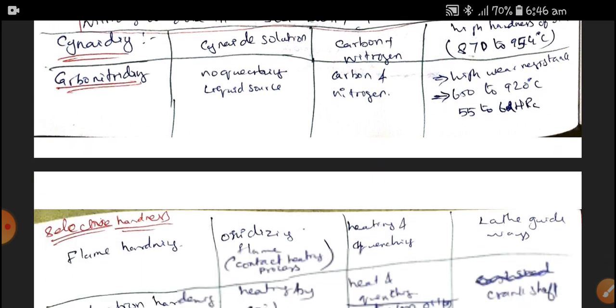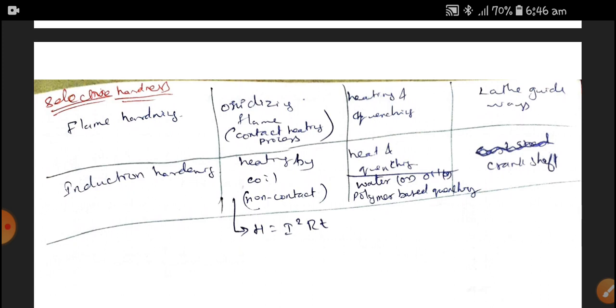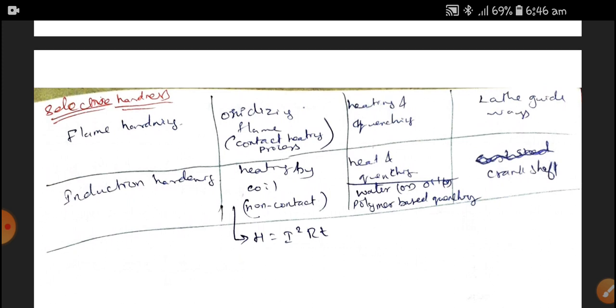Next is selective hardening. In selective hardening, flame hardening and induction hardening come into the picture. In flame hardening, generally an oxyacetylene gas flame or an oxyhydrogen gas flame is being used, and this flame is made an oxidizing flame.